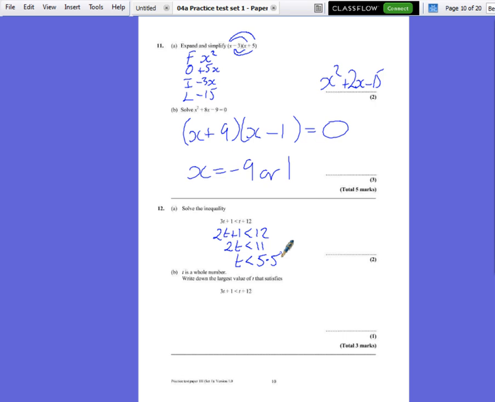It says t is a whole number, write down the largest value of t that satisfies that inequality. Well, if t has got to be less than 5.5, the next whole number that's less than that would just be 5.